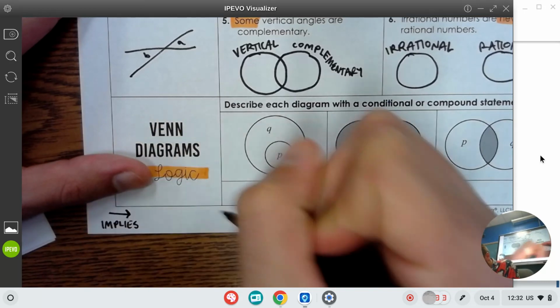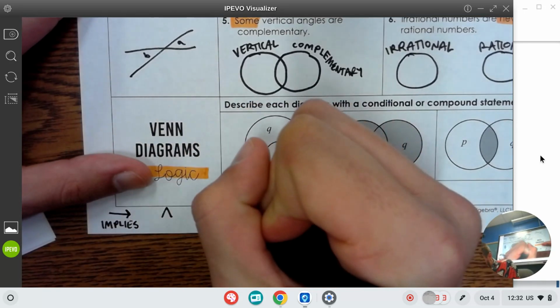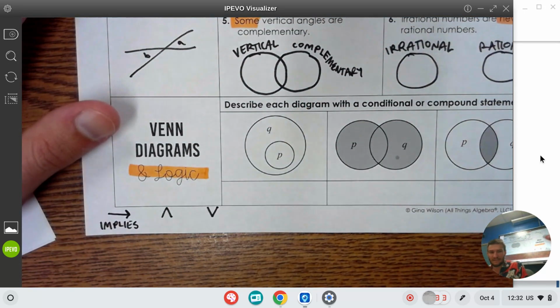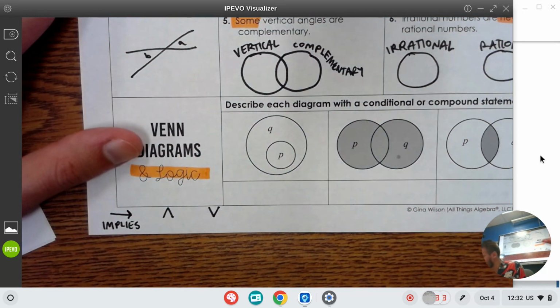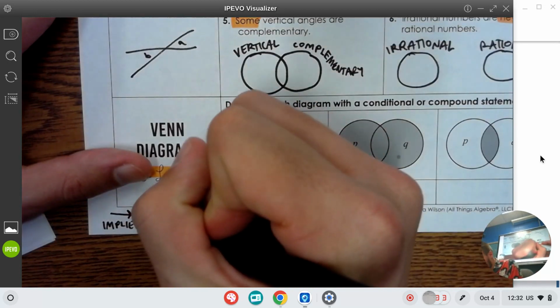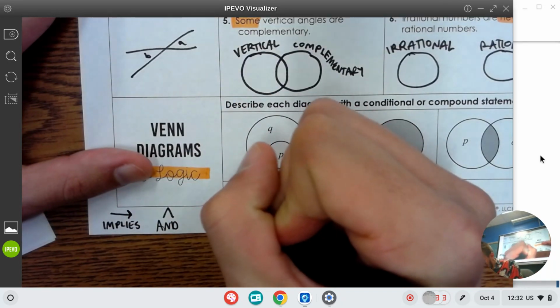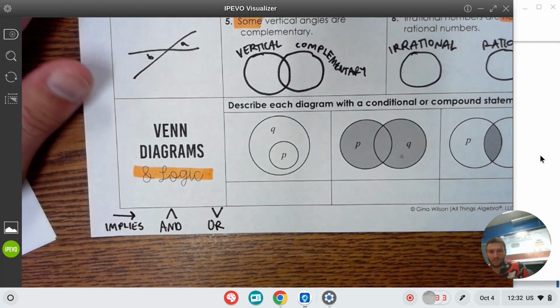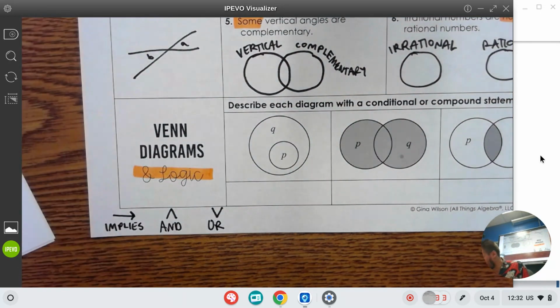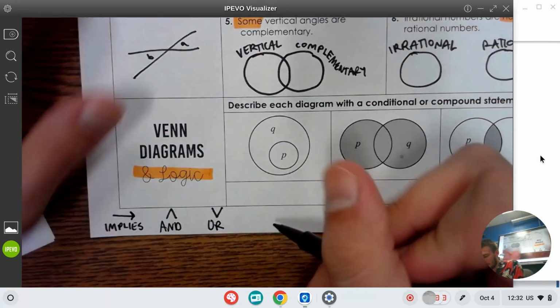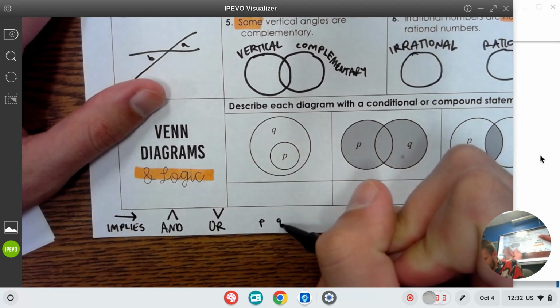implies, this symbol, and this symbol. Do you know what these symbols mean? We have the and symbol. We have the or symbol. Okay? And of course, we're going to be working with mostly P's and Q's.